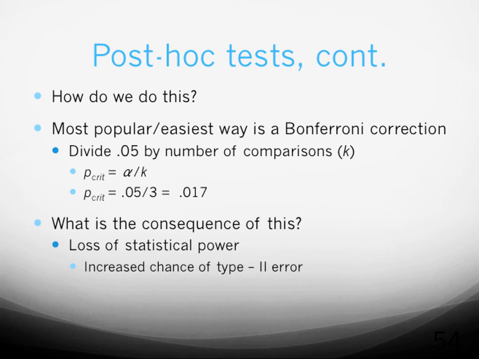But also, what this ends up doing is it increases the chances of a type 2 error, where you say there is no significant difference, but in fact there is. So when you do a Bonferroni correction like this, you are actually increasing your chance of type 2 error by decreasing your chance of type 1 at the same time. These things commonly go hand in hand.